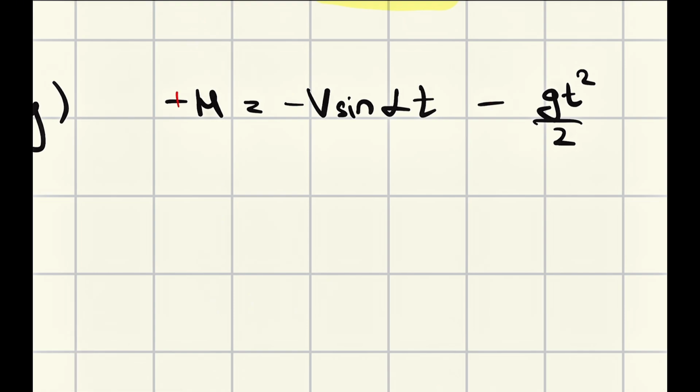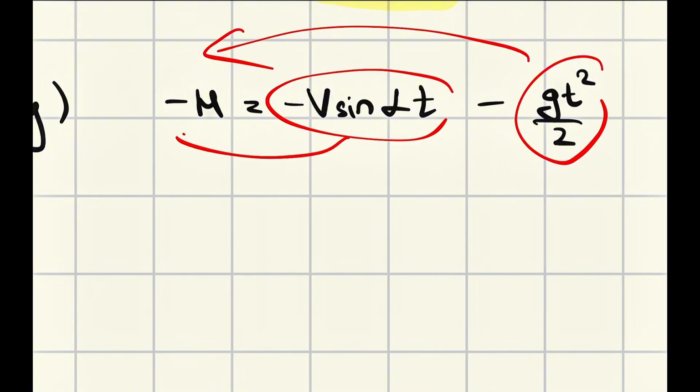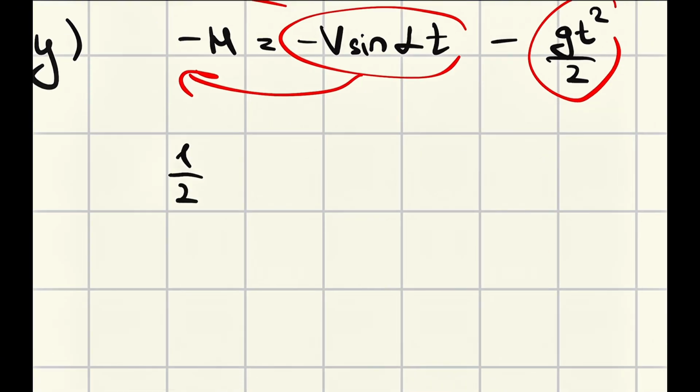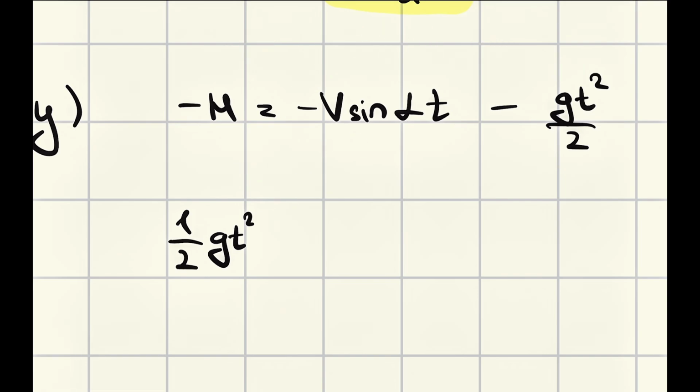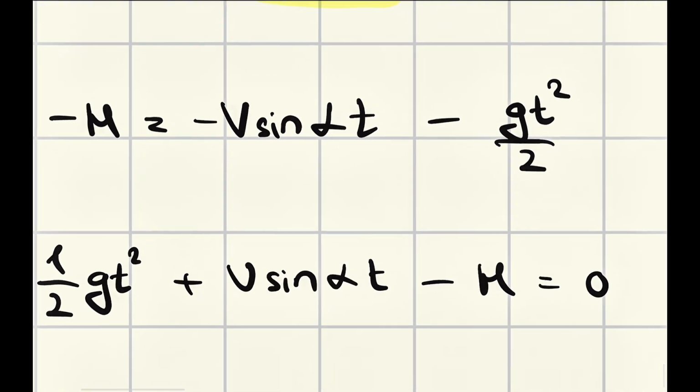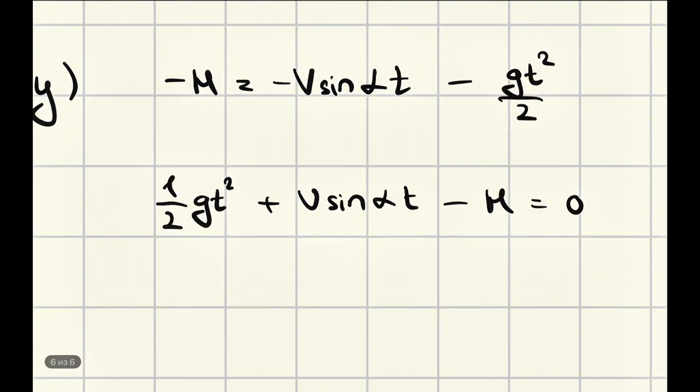But in fact, I want to do something else. I want to collect all of them on one side, let's collect them on the left side. Let's write 1 divided by 2 gt squared. It will be positive because on that side it was negative, right? The same thing happens to our v sine alpha t. It will become positive, v sine alpha t, and this is still going to be minus h equals 0, because all of the terms which were on the right side just left that side. That's how it is 0.